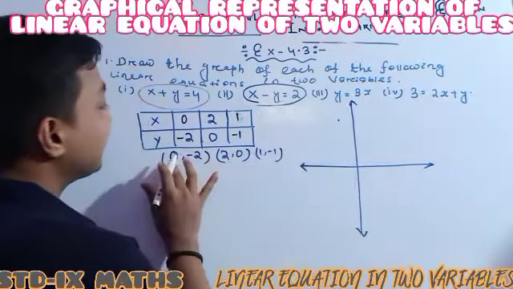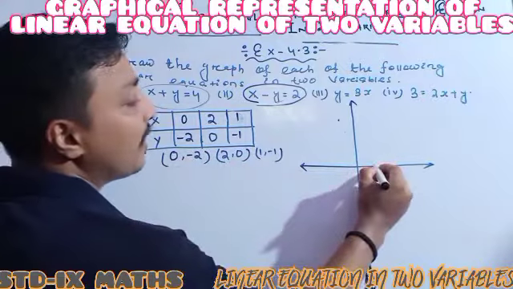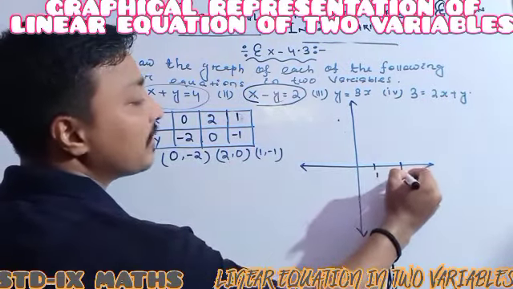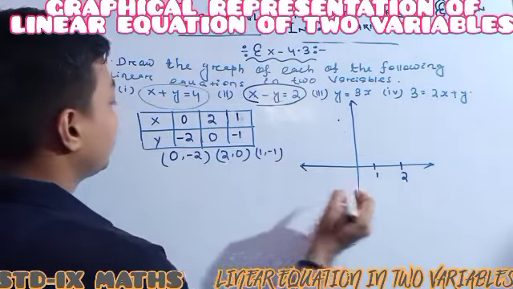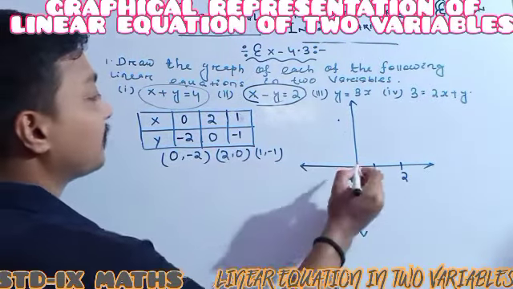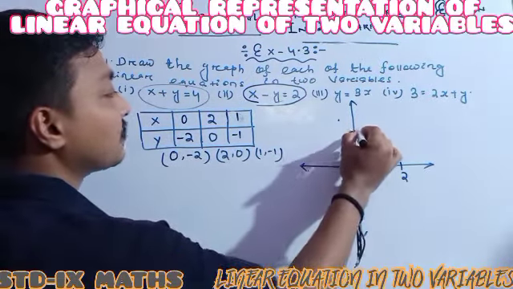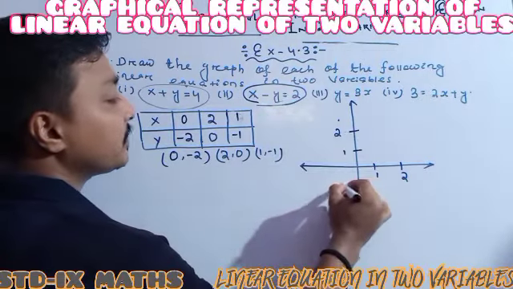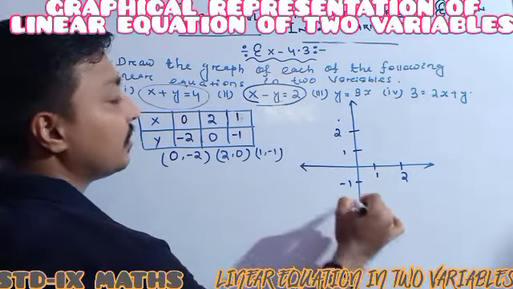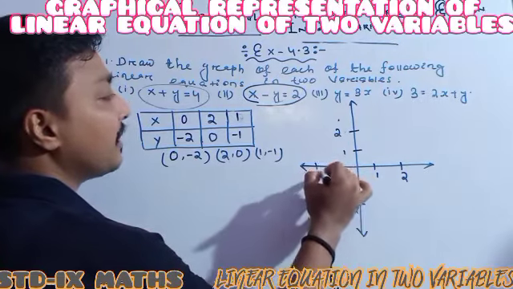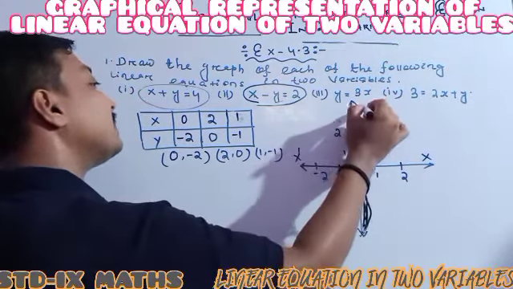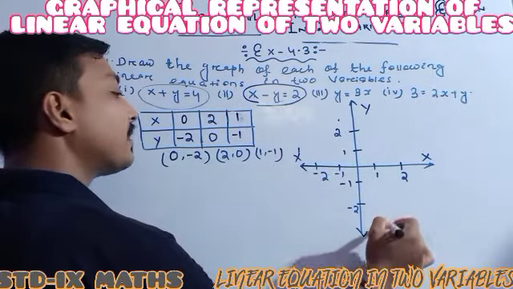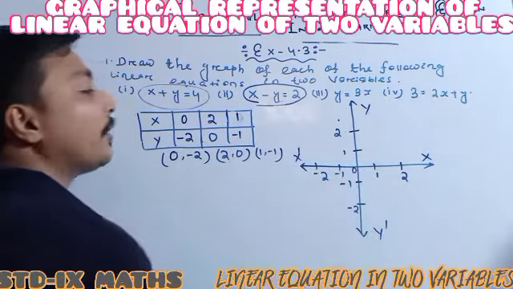See, here the x coordinates are 0, 2, 1, so 1, 2 is sufficient, the highest one is 2. Here it is 0, 1, then here it is 1, this one is 2, here it is minus 1, here it is minus 2. Here it is the x-axis, this one is x prime, this one is the y-axis, this one is y prime, and this one is the origin 0.